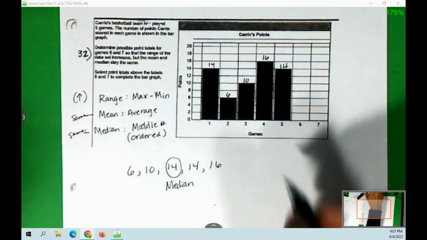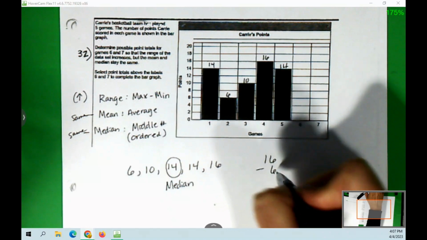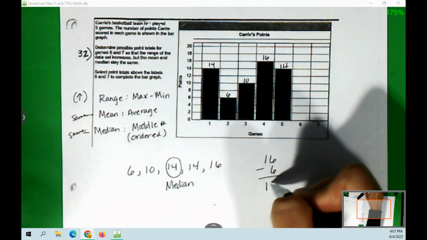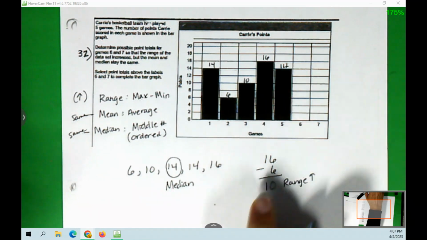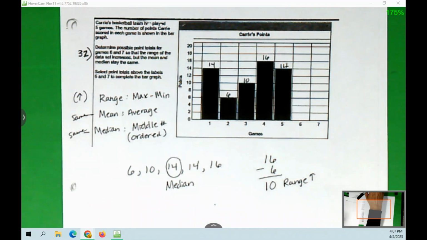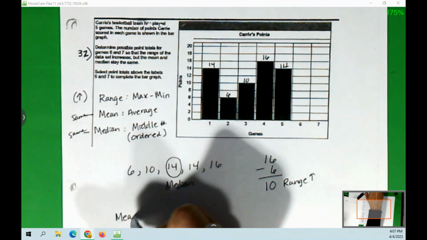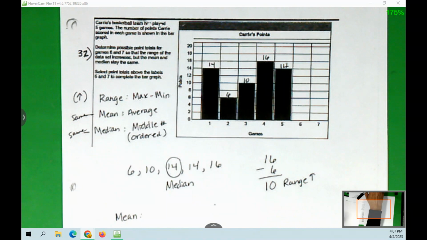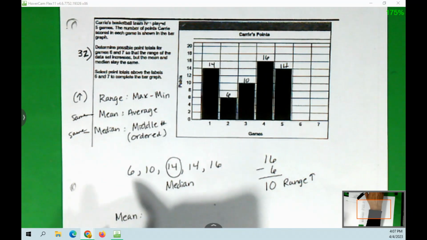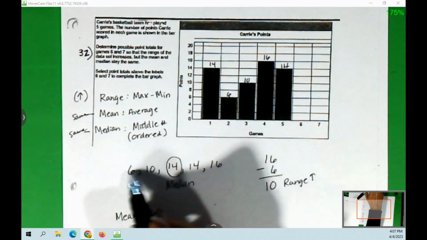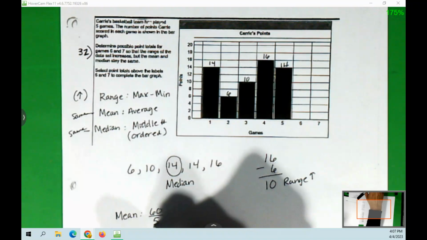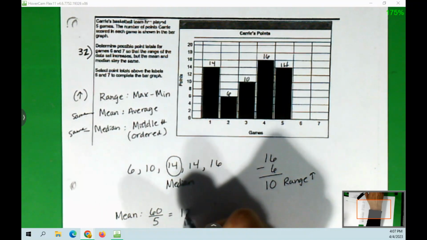And then our range, 16 minus 6 is 10. So our range is 10. We want the range to be greater than 10. And we also want to keep the average, the mean, the same. So if we take the mean for these values, again, you can use a calculator on this portion of the test. If you add up all these numbers, your total is 60, and we have 1, 2, 3, 4, 5 numbers, so 60 divided by 5 is 12.